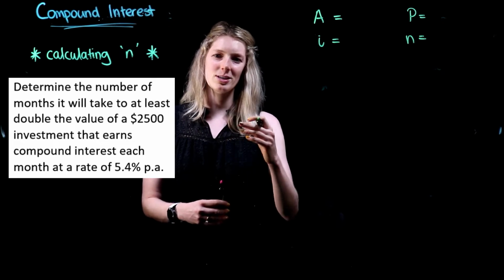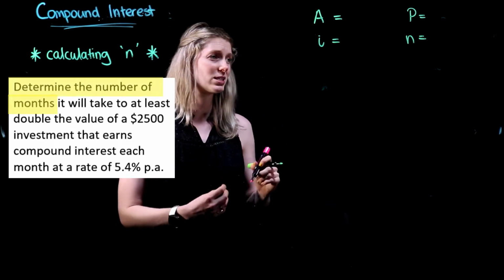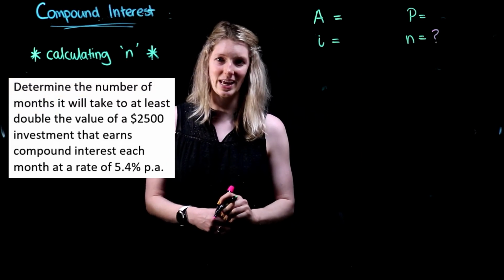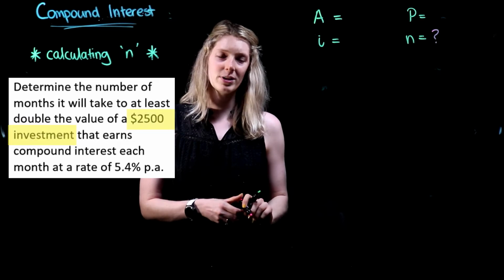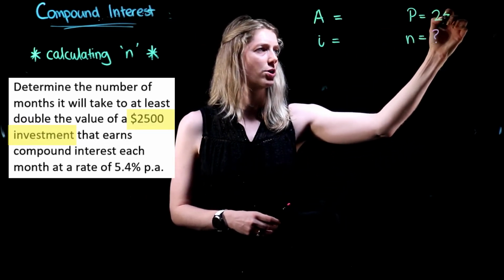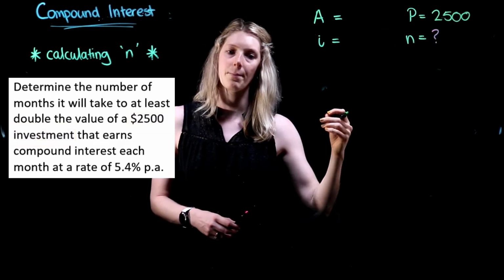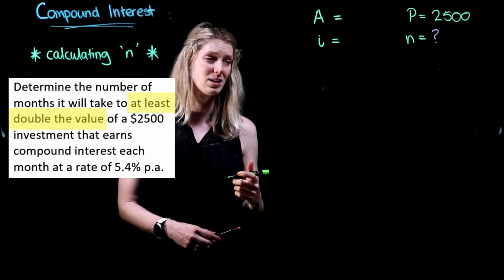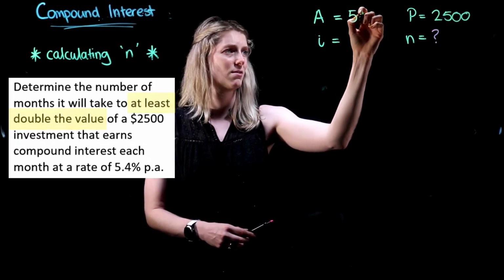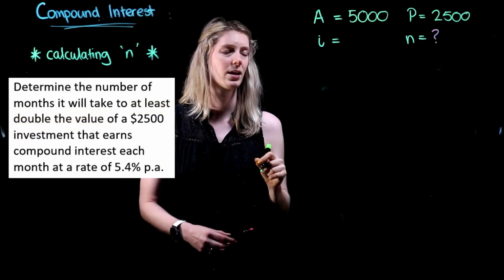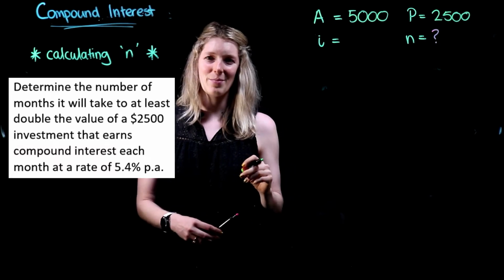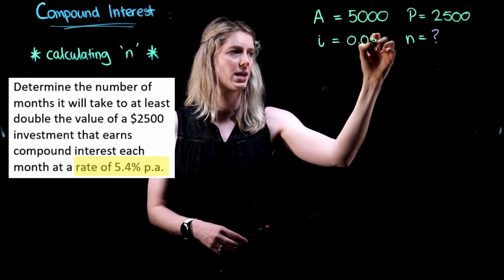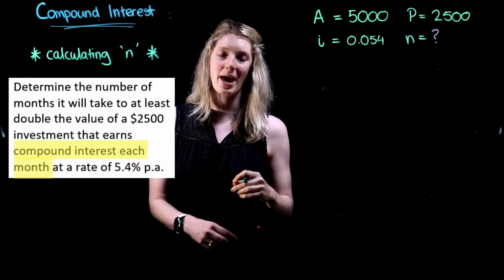Now we want to firstly determine the number of months. So that indicates that our n is the unknown value that we are solving for in this example. We've been given an original $2,500 investment, which will be our principal value, and we've been asked to at least double that. So our amount in this circumstance will be $5,000. Finally, we've been given a compound interest rate of 5.4% that has been compounded monthly.